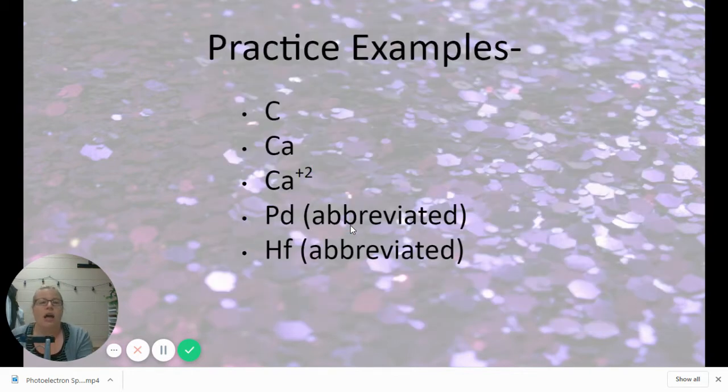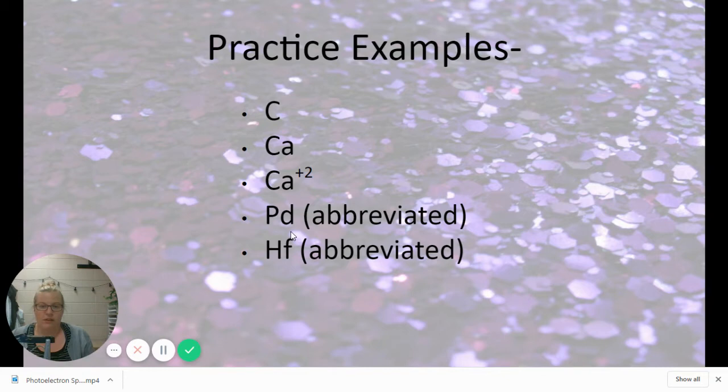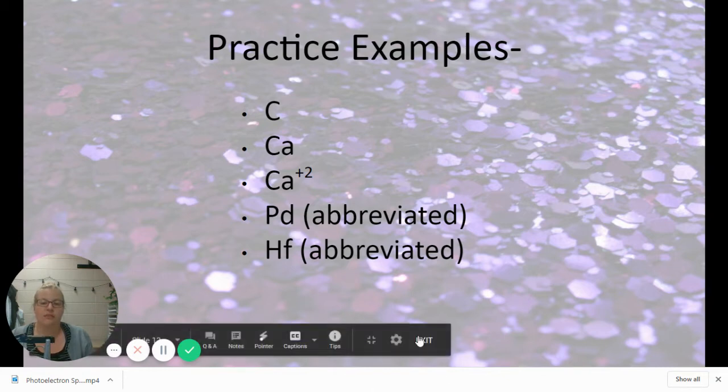Okay, so I know that was a really quick example, but what I want you to do now is pause and see if you remember how to do electron configuration. We have 5 examples: carbon, calcium, calcium plus 2, the calcium positive ion, palladium in the abbreviated version, and then hafnium in the abbreviated version as well. So we are going to pause our video. You're going to give those a try, and then I will go over those answers in just a second. Okay?